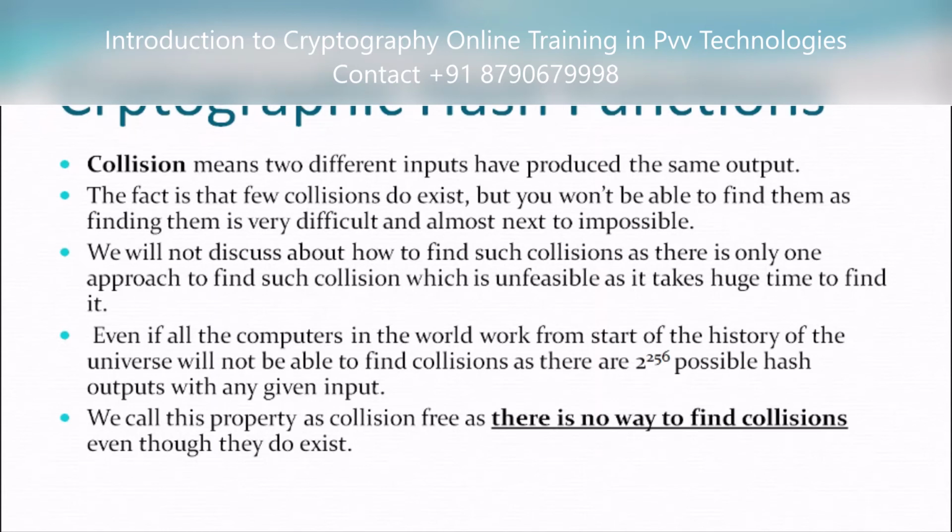Even if all the computers in the world worked from the start of the history of the universe, they would not be able to find collisions, as there are only 2 raised to 256 possible hash outputs for any given input. This way, the hash digests a message of any size and gives a standard output, such as a 256-bit output for Bitcoin.